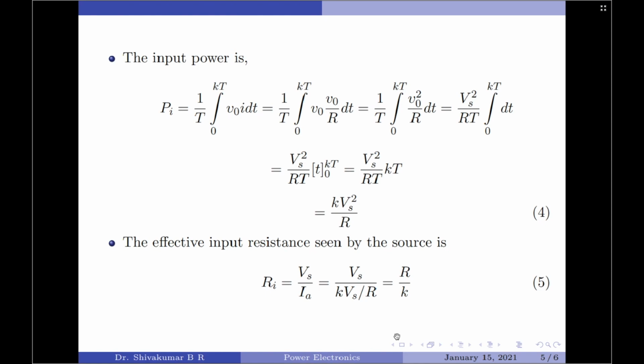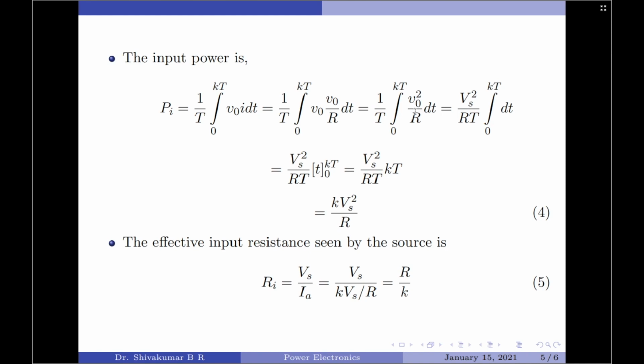To find the input power, we note that if the chopper switch is lossless as previously assumed, the input power to the chopper is the same as the output power and is given by Pi, which is the input power denotation, equal to 1 divided by capital T integral between the limits 0 and Kt V naught into I dt, where V naught is the load voltage, I is the load current. Now, the load current can be written as V naught divided by R. So, this will give me V naught square divided by R. Now, V naught is equal to Vs. So, this will be Vs square divided by R.